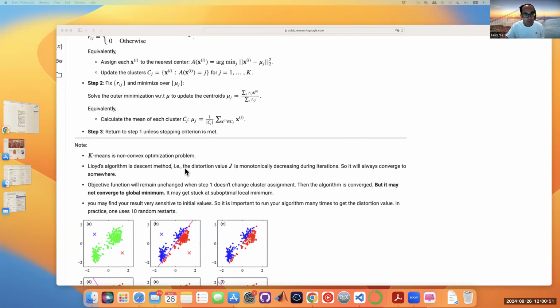But the important part is that this Lloyd algorithm is a descent method. So that means my distortion value will be monotonically decreasing during iterations, so it will always converge. It will always converge to somewhere. But our objective function is non-convex, so we might have multiple local minimums, and we might end up converging to some local minimum rather than the global minimum.